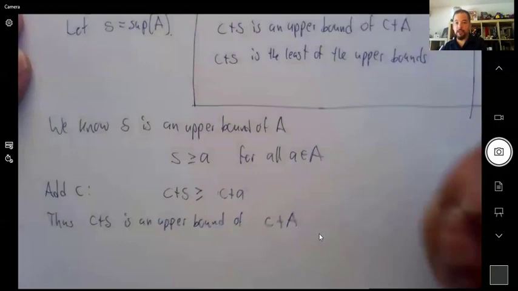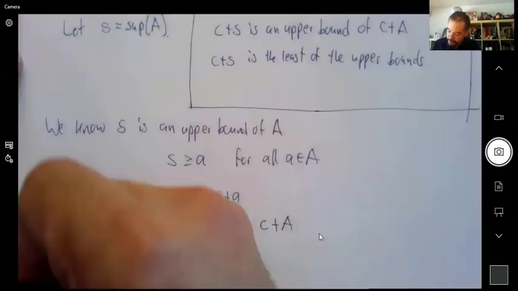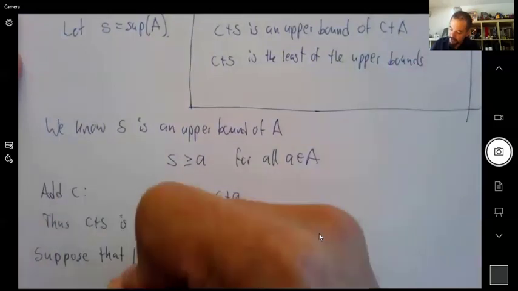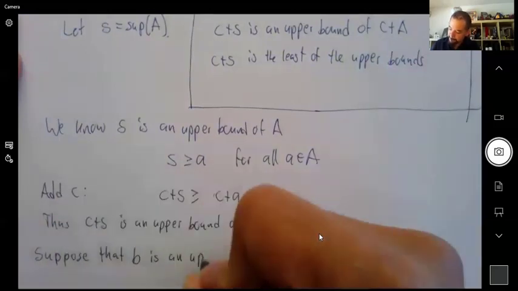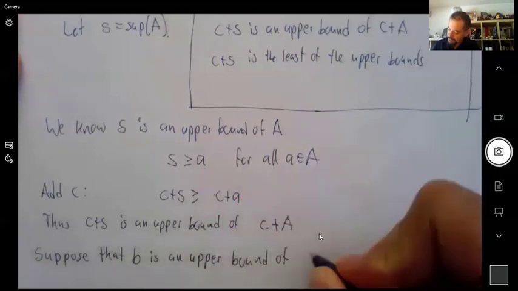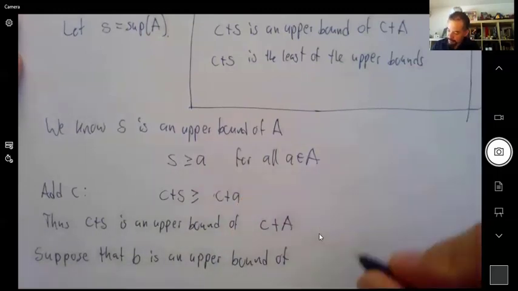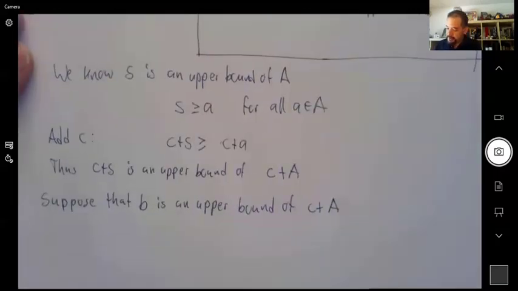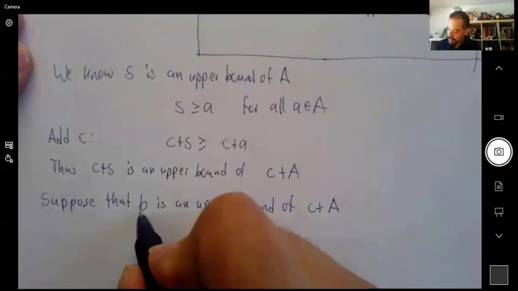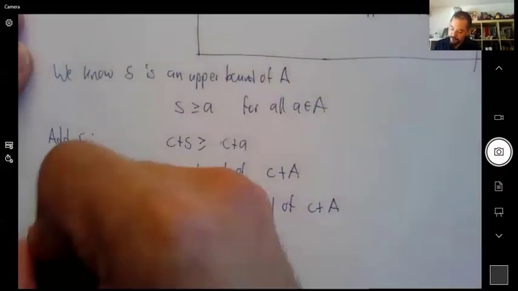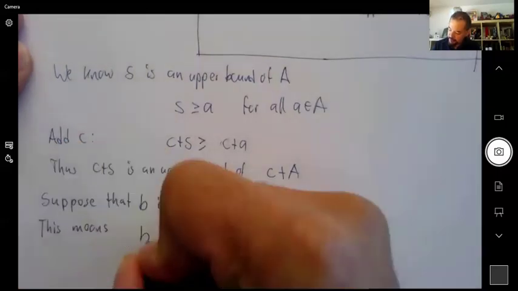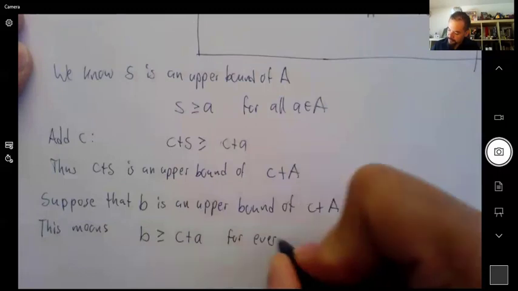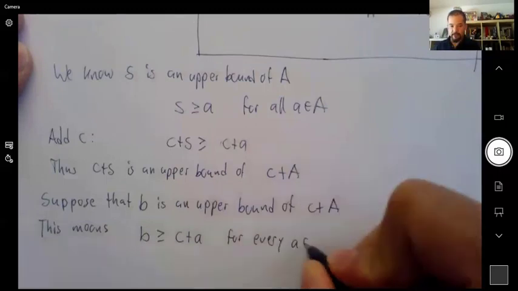Good. The second part is to show that it is the least upper bound. All right, so let's pick another upper bound. Now for the second part, suppose that B is an upper bound of C plus capital A, right? What is the meaning of that? Well, it means that B is greater than any element in here. This means B is greater than or equal to C plus little a for every little a in capital A.